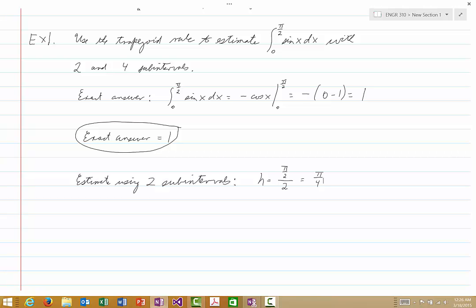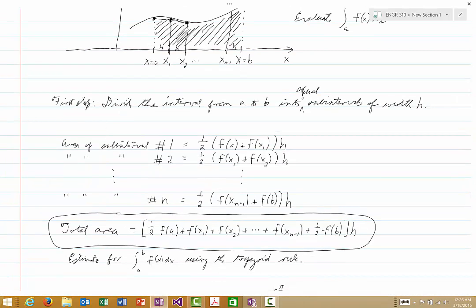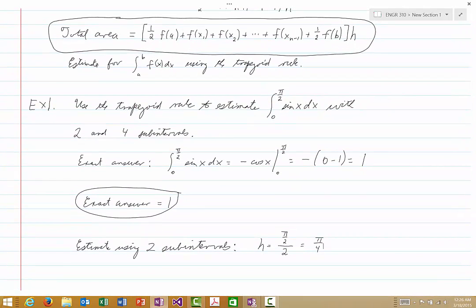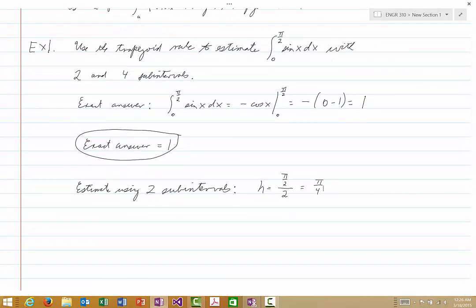Now, remember also from our picture that x1 is equal to a plus h. Here you can see a is the left-hand boundary, and so x1 is a plus h, x2 is a plus 2h, x3 is a plus 3h, and so on. But a in this case, the left-hand boundary of the entire interval, is 0, and therefore, I'll identify this for you, a is equal to 0, b is equal to pi over 2, and x1 in this case is a plus h, which will be 0 plus pi over 4, which is pi over 4.